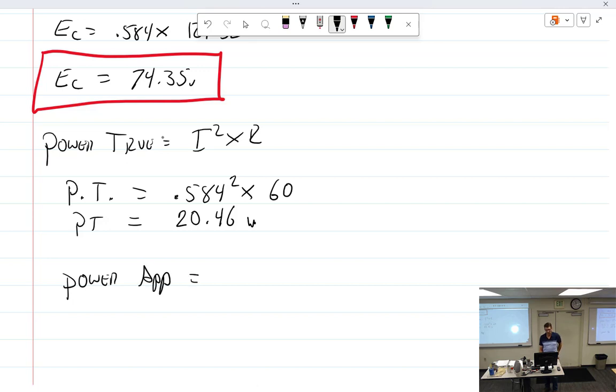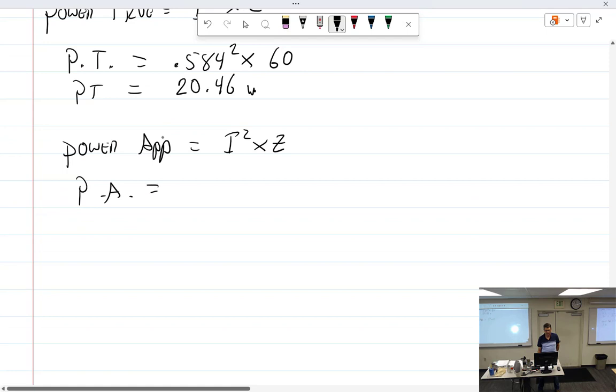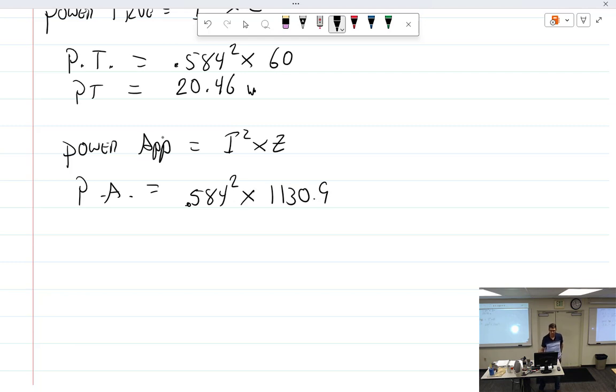Power apparent. I squared times Z. So 0.584 squared times 1130.9. Yes. 385.70 volt amps. What'd you get? 385.7 volt amps. Good, I got the same thing.